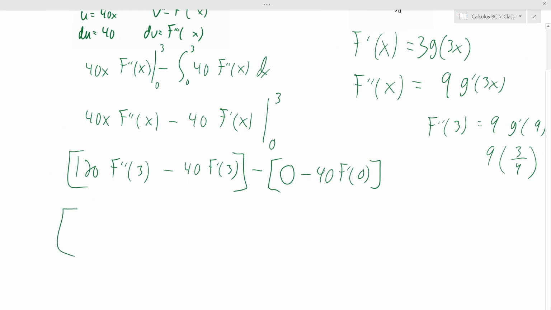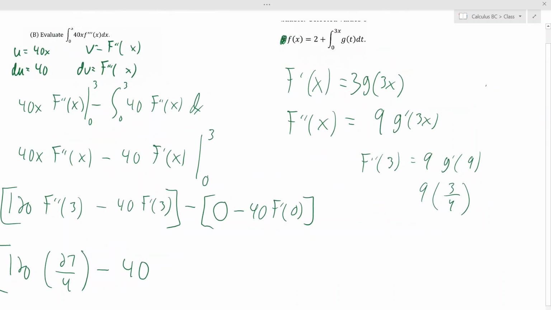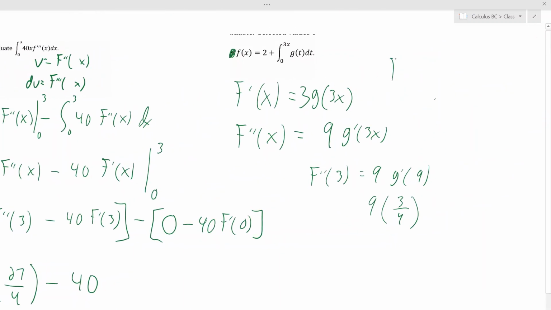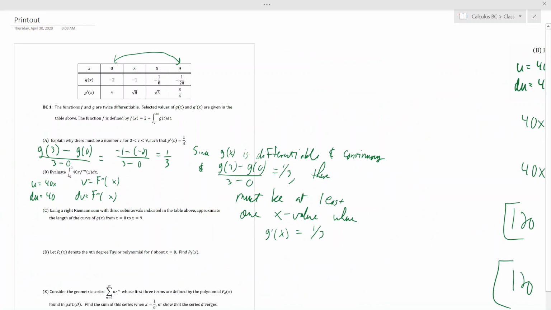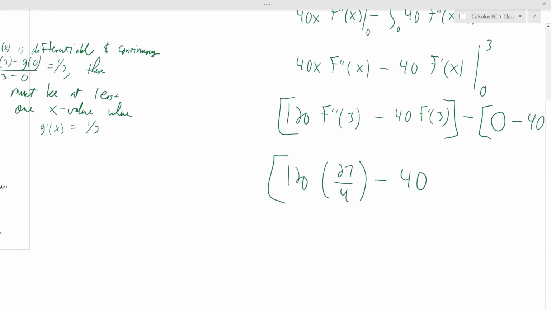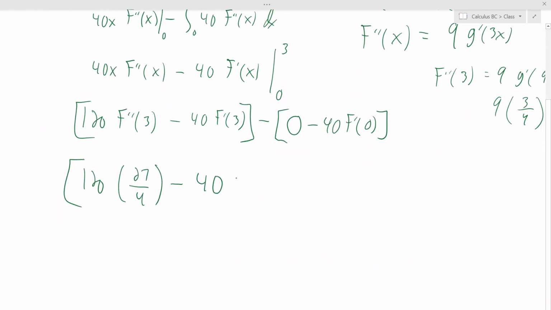So we have 120 times 27/4. So we can reduce that if we want. I'm not going to worry about it. Minus 40 times f prime of 3. Well, just from over here, f prime of 3 is just 3 g of 9. And from our table, g of 9 is negative 1/20. So just make sure you take it from the right columns, which I was not doing there initially.